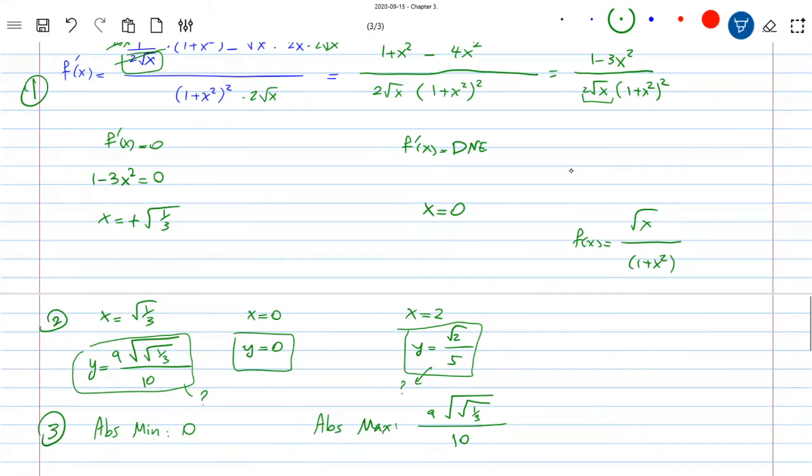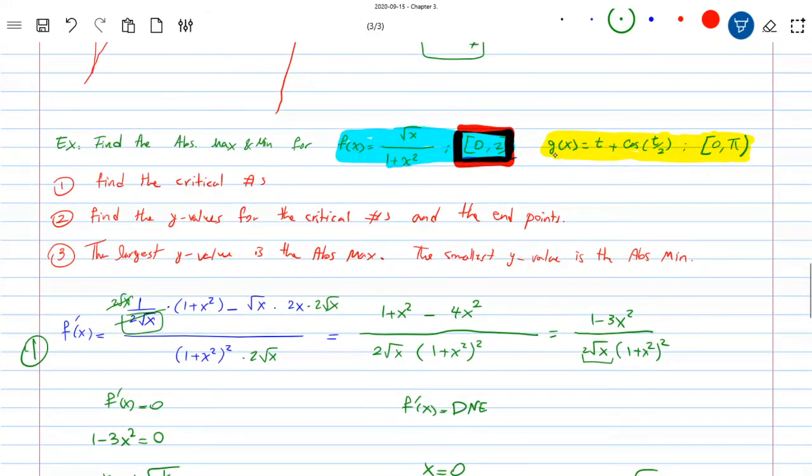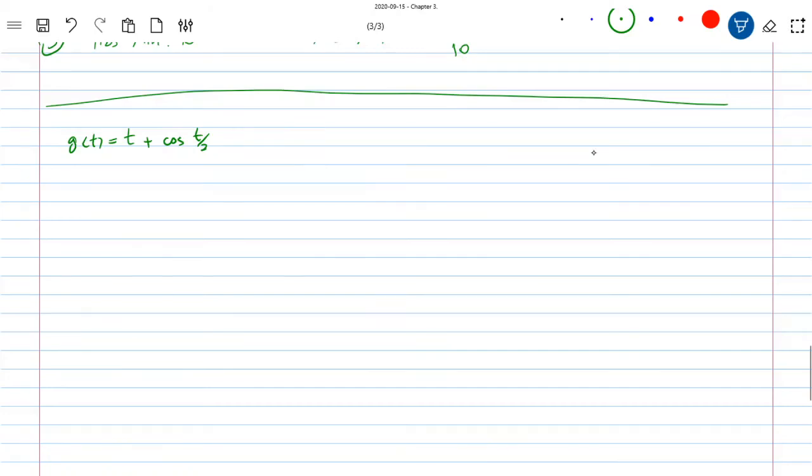We can do another example. I wrote another one. The other function is a trigonometric function. g of t is given by t plus cosine of t over 2 over the interval 0 to pi, where pi is an open parenthesis. Okay, so first let's go through this procedure.